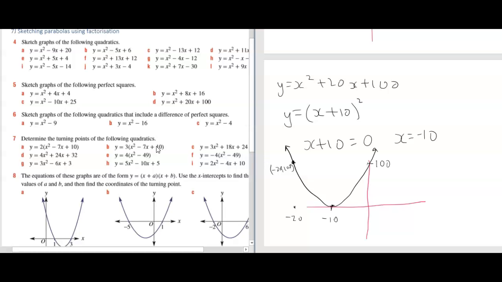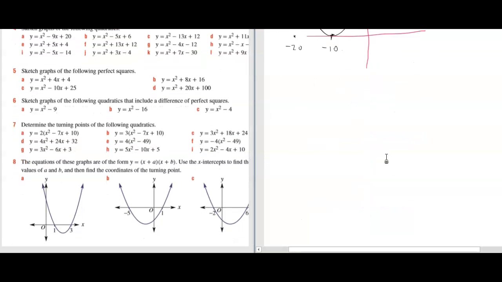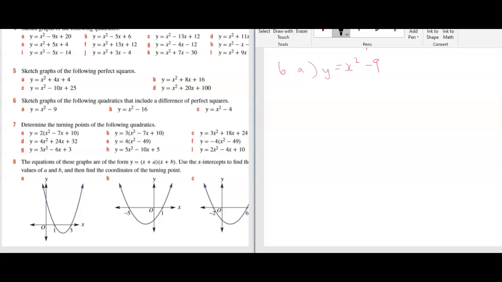Okay, let's move on now to question 6. I'm going to remember to change the colour of my pen. 6A. So now we've got difference of perfect squares. Now, I like ones like this because I can picture what they're going to look like. So we've kind of covered this already. So if you look at this, I'm hoping you see that as a parabola, a positive parabola that's just been moved down 9.